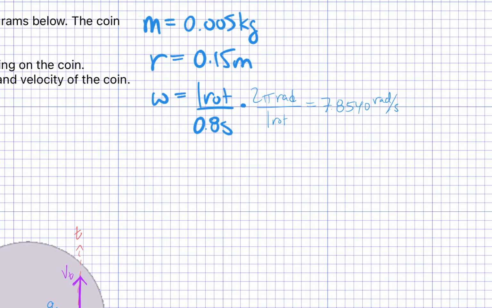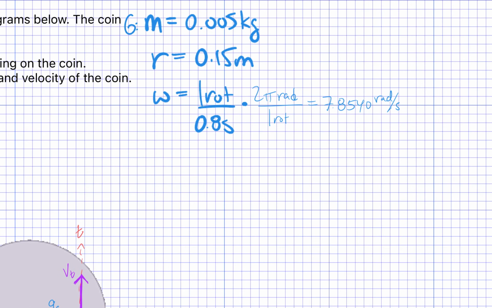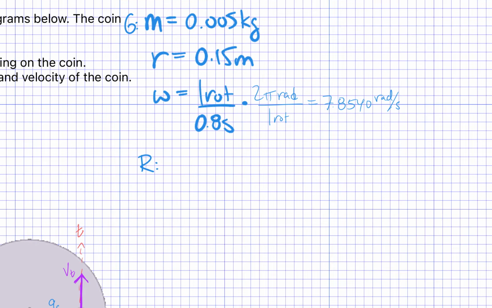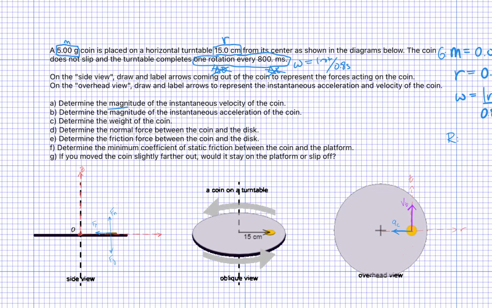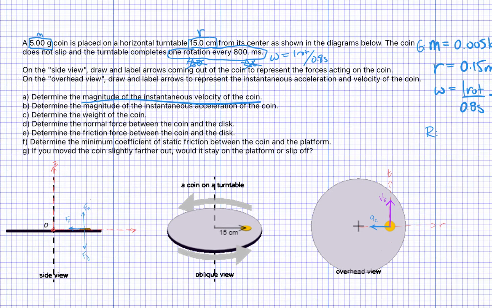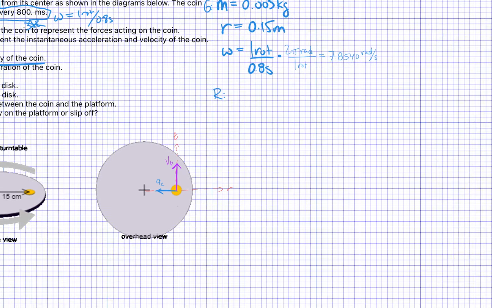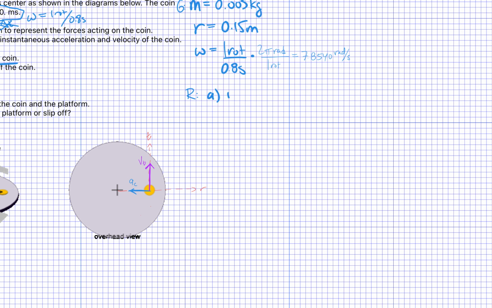All right, so now we have to start figuring out a few of the things that this problem is asking for. So it says determine the magnitude of the instantaneous velocity of the coin. Let's get all the requirements. So A, we want to know the instantaneous velocity. Now, I want to note that this only has a tangential velocity, so I'm just going to call it V. I'm not going to put that little t on there because there's only one velocity, so I don't need to distinguish it. So I'm going to write V equals question mark.